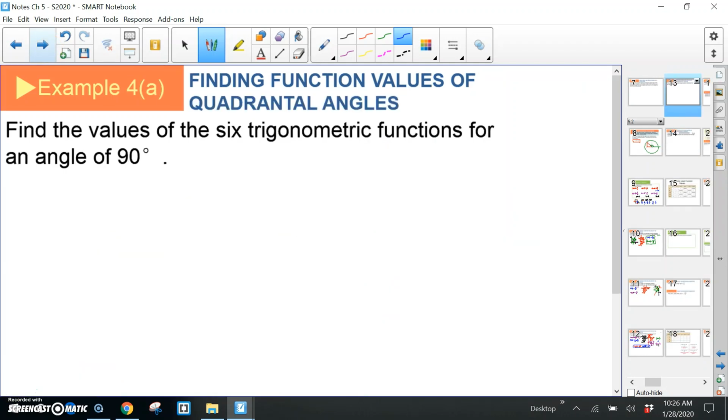Example 4, find the values of the 6 trig functions for an angle of 90 degrees, okay? It's really the same question again, okay? It's the same question, but we want that point. So think about an angle of 90 degrees. Can you think of an xy point that would be on that vertical line there at 90 degrees? There's a lot of them.